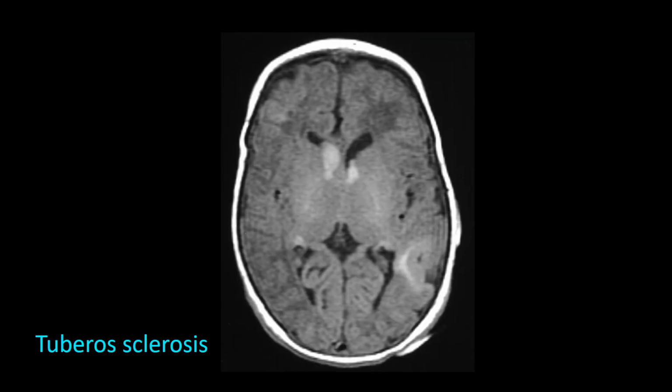This is an MRI showing lesions close to the foramina of Monro, one on one side and another on the other side.